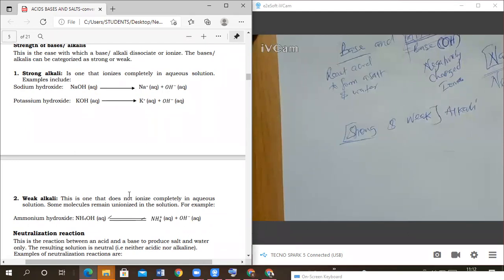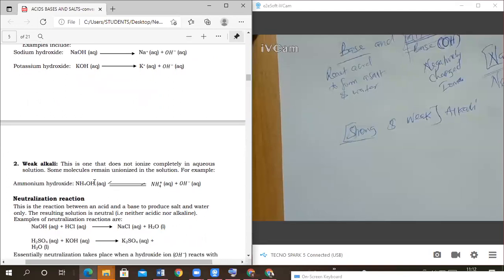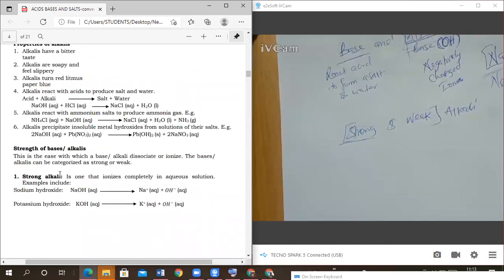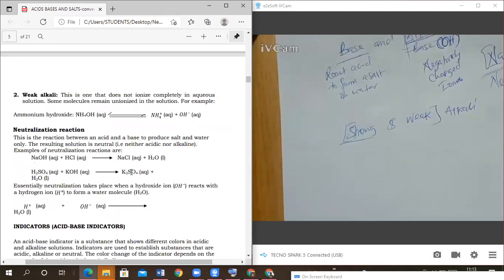Then the weak one. It is an alkali that does not completely ionize in water. An example is ammonium hydroxide. When they talk of a weak alkali, you know that ammonium hydroxide is an example. If they talk of strong alkalis, we have sodium and potassium hydroxide. When they go into water, they give us sodium ions and hydroxide ions. So that is the only difference they have there.